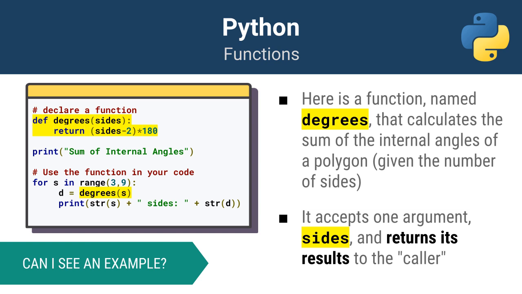Notice how there is one item in the parameter list of our function named sides. This value will be provided or passed in by the caller. The function simply returns to the caller the sum of the internal angles of the polygon by applying the formula I just mentioned. As always, I define the function first, and then it is available to be used later on in the program. In this case, I call degrees from a loop. The loop uses degrees to figure out the sum of the internal angles of polygons with sides of 3, 4, 5, 6, 7, and 8.